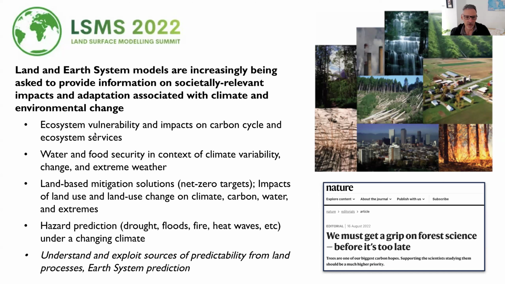Important things like ecosystem vulnerability and the impacts on the carbon cycle and ecosystem services, water and food security in the context of climate variability, change, and extreme weather, land-based mitigation solutions needed to approach net zero targets, and the impacts of land use and land use change on climate, carbon, water, and extremes. Hazard prediction also involves a lot of land surface processes, as does understanding and exploiting the sources of predictability from land processes. All these things are critically important.